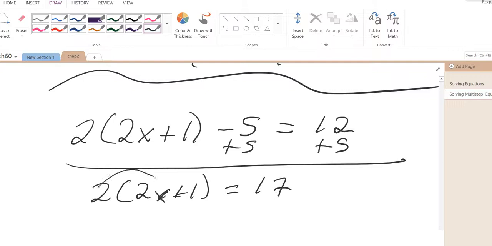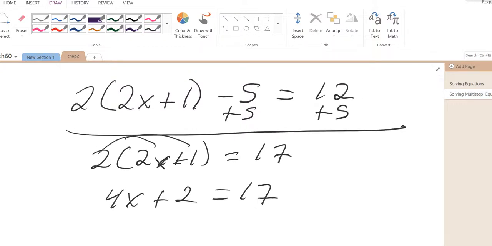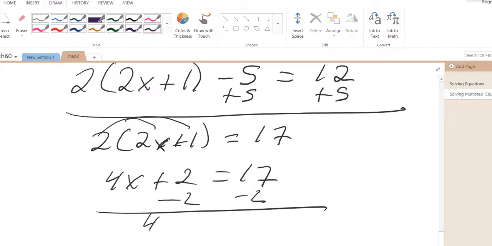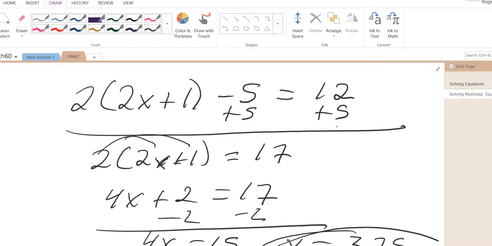Okay, now we can distribute that through and finish solving the equation. Subtract that 2. Here's another one that's not going to work out. Divide by 4. 3.75. All right. So we added 5 here, then we just distributed and went from there.